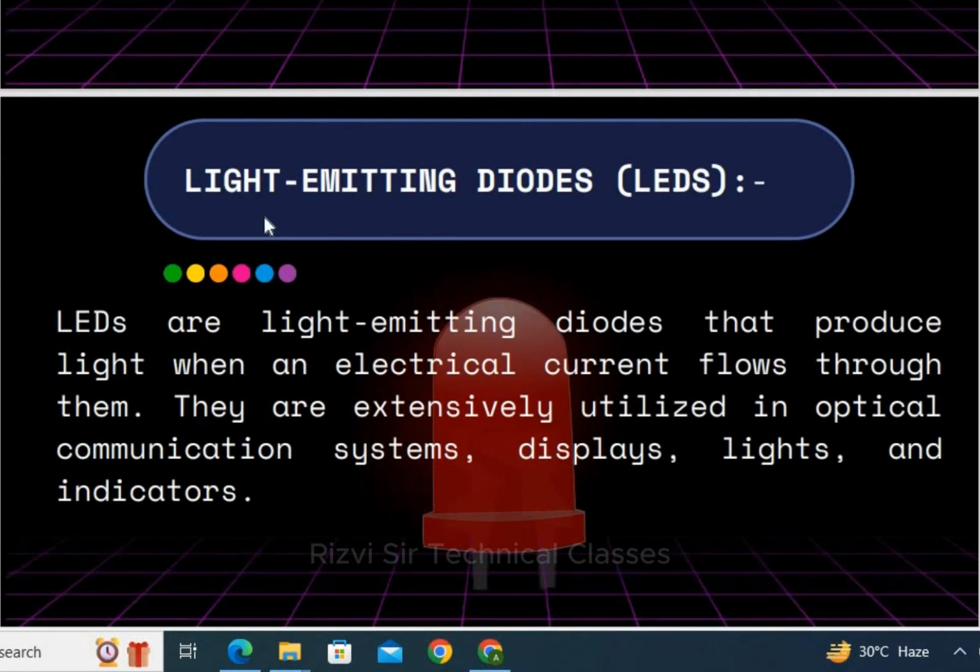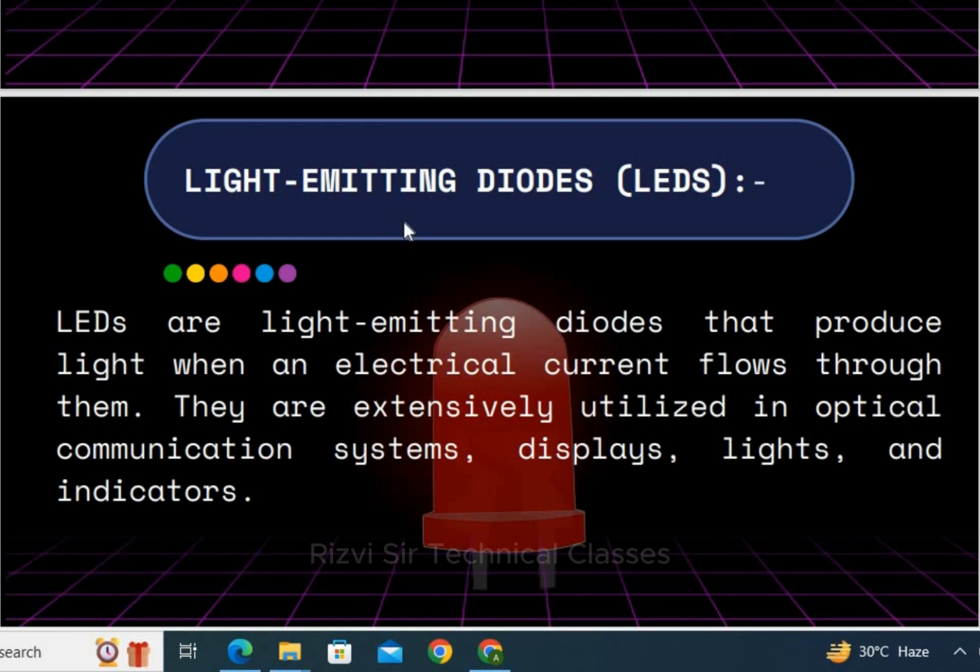First is LED. LED is also an active component. LED stands for light emitting diode. It's a semiconductor device that emits light when electric current passes through it. LEDs are energy efficient, durable, and come in various colors and sizes.